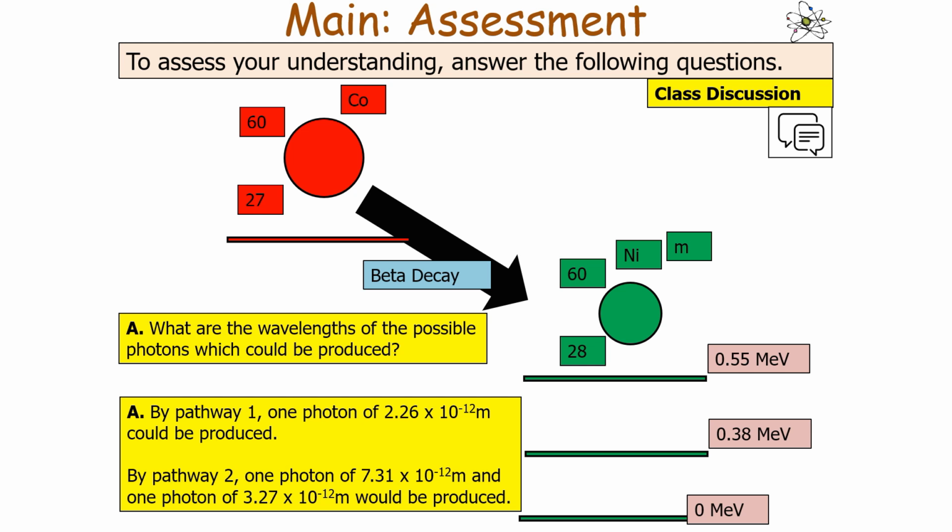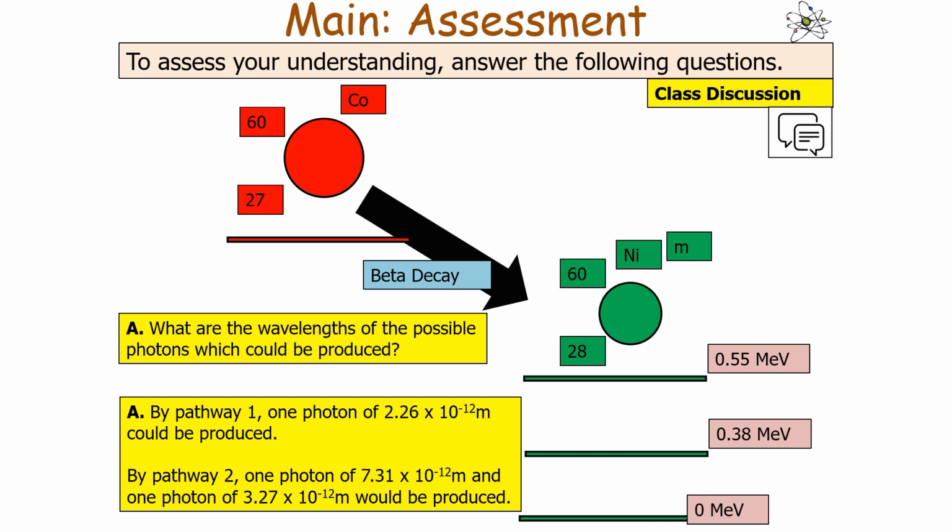How do you work that out? Well, you would say E equals hf. So therefore, if you know what E is, you would convert that into joules. You would then work out what the frequency is in hertz, and then use the equation c equals f lambda, where c is 3 times 10 to the 8 meters per second, to then work out what lambda would be.